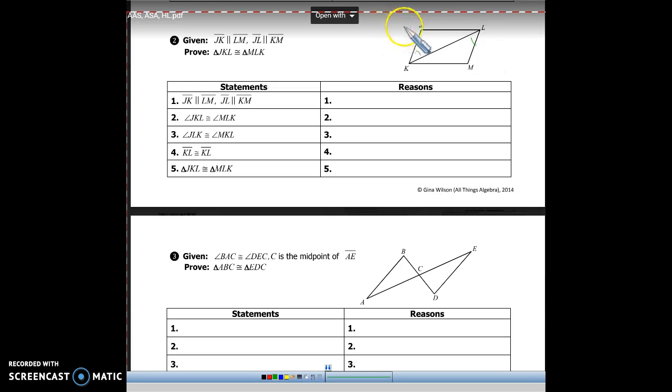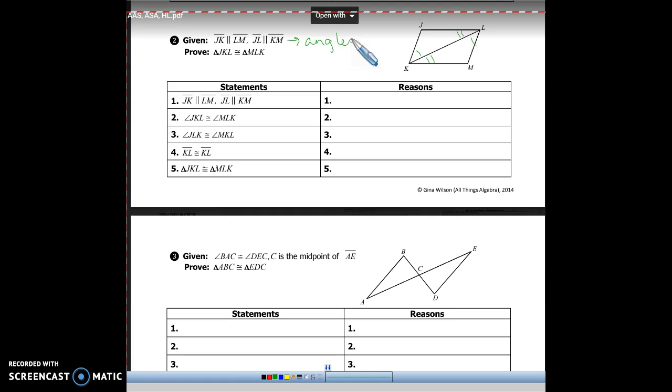Then it says that JL and KM are parallel. So top and bottom, still this is a transversal. So still we have some alternate interior angles. So this angle and this angle, they're both alternate interior angles. Remember, parallel lines always give us extra angles. They don't tell me anything about sides.